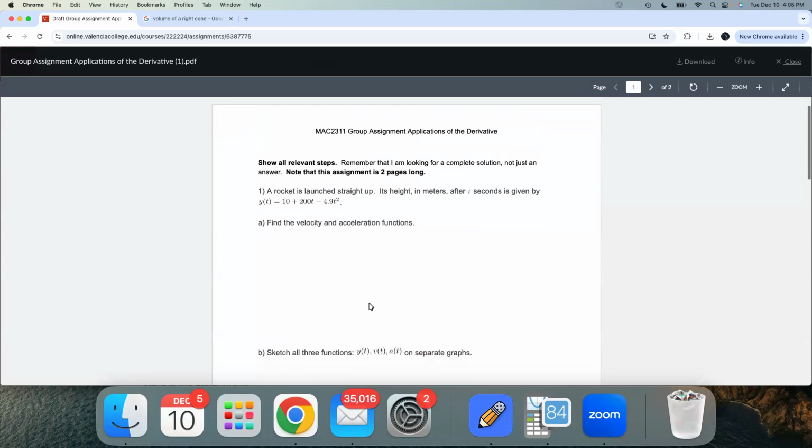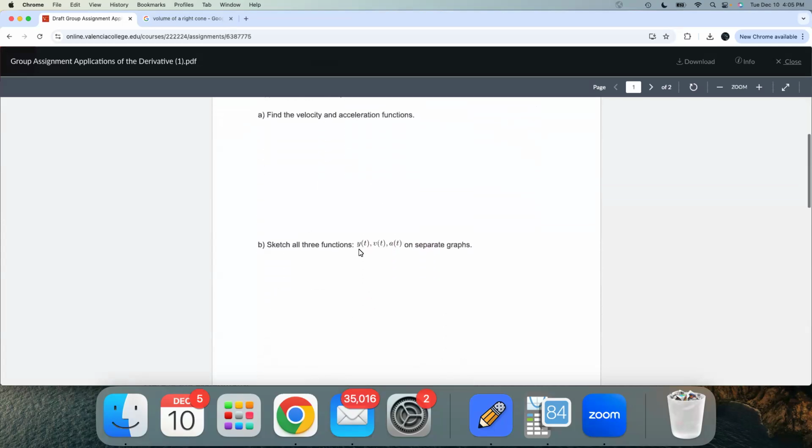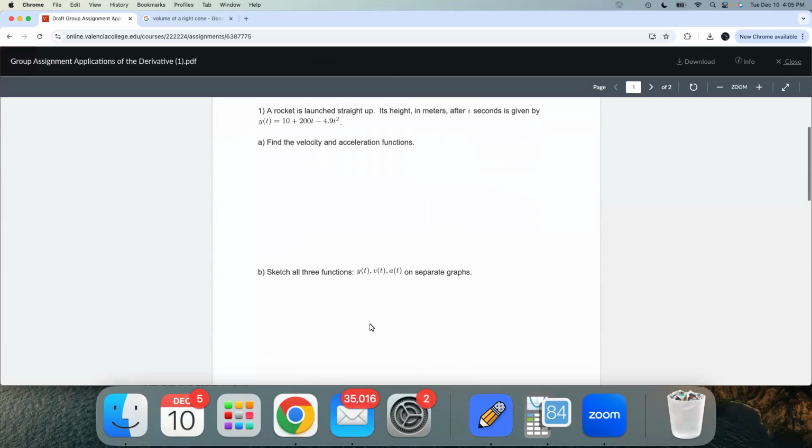And honestly, you should easily be able to draw them all. Just rough sketches. They don't have to be perfect. Like that's a parabola. You don't have to find the t-intercepts and all that.